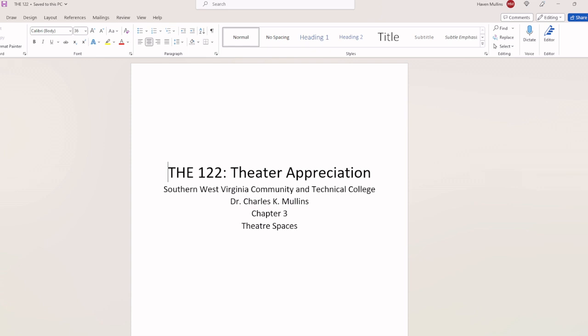What other kinds of spaces do we have in the theater? When I say space, I'm also referring to the type of stage. Okay, so I don't want to confuse you. Know that we use these terms interchangeably. So it's a proscenium arch that we see above the stage. That gives the stage its name, a proscenium stage, or this is a proscenium theater.